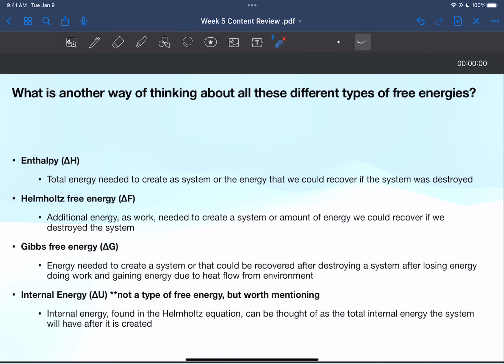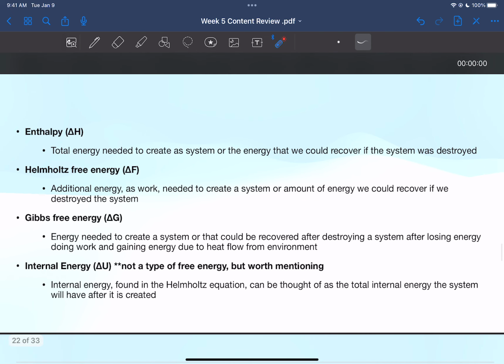Helmholtz free energy can also be defined as the additional energy in the form of work, because remember we said that we're controlling the work in Helmholtz free energy situations. It's the additional energy needed as work to create a system or the amount of energy we could recover if we destroy the system. Gibbs free energy is the energy needed to create a system, or the energy that could be recovered after destroying a system, after losing energy doing work and gaining energy due to heat flowing from the environment.